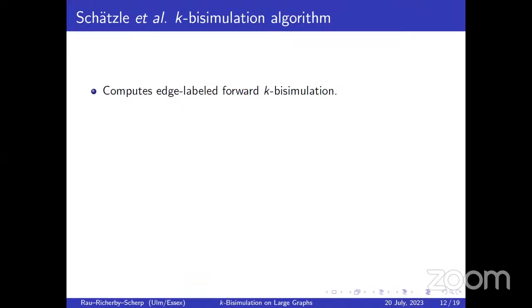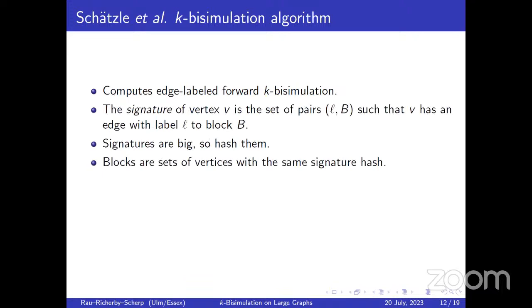Schätzler et al. have an edge labeled forward bisimulation, basically computed by a MapReduce technique. Rather than splitting blocks, you define a signature of a block that basically says, what do your neighbors look like and what are your connections to them? And you iteratively refine those signatures.